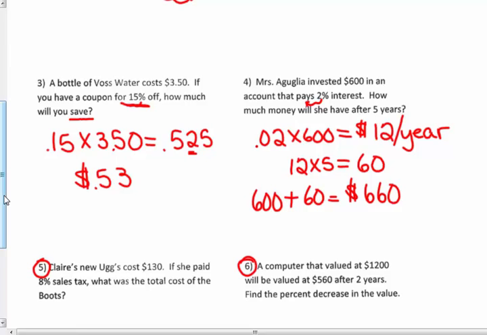She'll have $660. Now, you're going to finish numbers 2, 5, and 6 on your own, and tomorrow in class, those are the first ones that we'll go over.